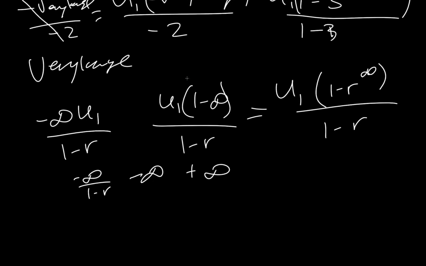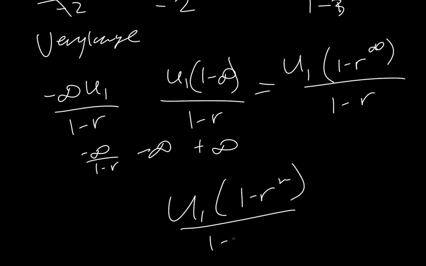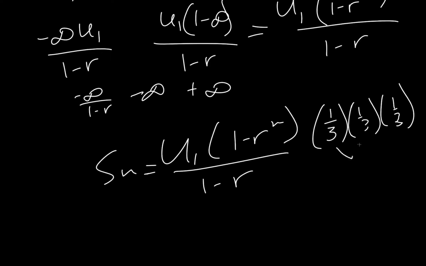I want to talk about why it doesn't do that. So u1, 1 minus r to the n over 1 minus r. This is our s sub n. Now n is still going to be infinity, but what happens when we raise something that's less than 1, like 1/3? If we multiply these together, we get 1/9. And if we multiply it by 1/3 again, we get 1/27. And that bottom number is just going to get larger and larger and larger, so it's going to go to infinity.